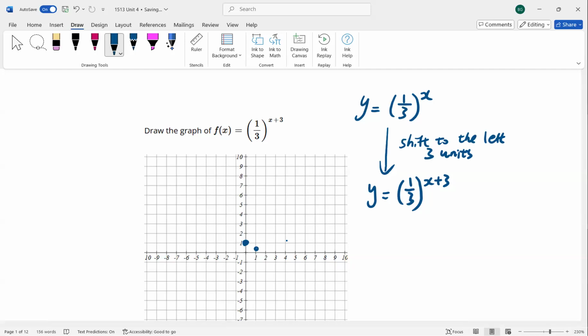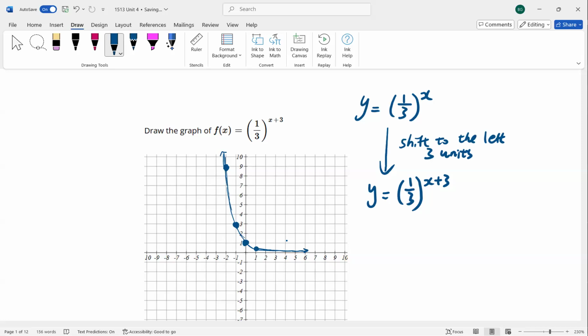A little bit bigger now. When x equals -1, y is positive 3. When x equals -2, y is positive 9. Those are good points, and that should be enough for us to draw a very good curve. Exponential decay curve. It has the x-axis as the horizontal asymptote.